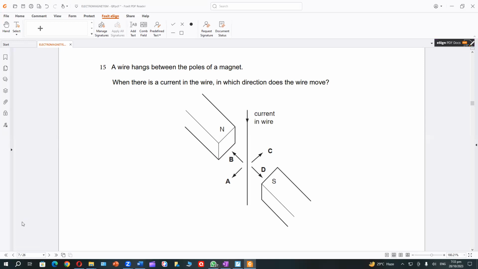Answer is suggested to be B. Answer is A. Put the left hand rule. You need to find the force. Magnetic field is north to south, current is downward. So I'm getting force out. I'm getting force in direction of A. Look at the direction. I'm getting the answer as A.